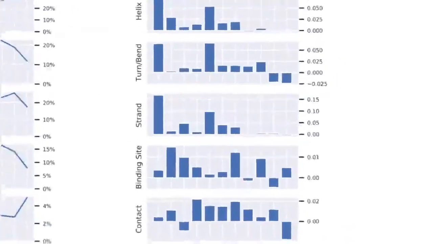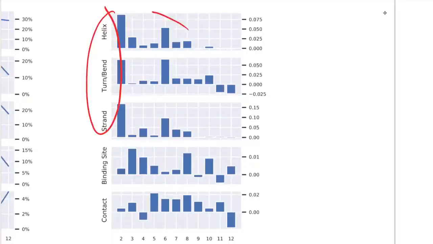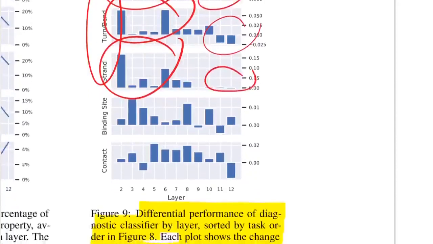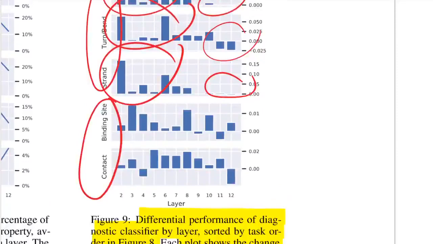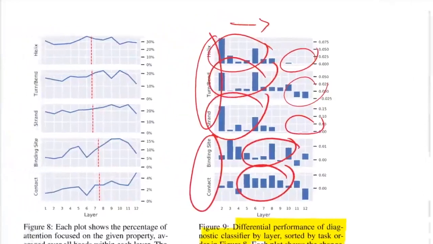So you see right here that these are the secondary structures. And you can see that there is a lot of performance in the earlier layers right here, and not that high performance in the later layers. Whereas for the tertiary structures, the binding site and the contact, you can see that there is a bit of performance in places, but it tends to be more towards the middle, certainly more towards the middle and the end of the network than the secondary structures, which makes sense with our hypothesis.